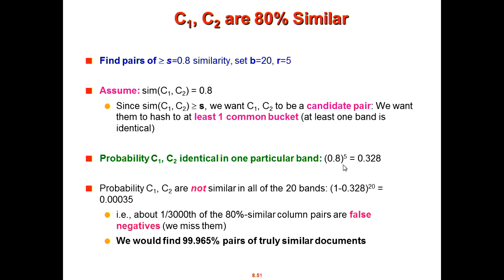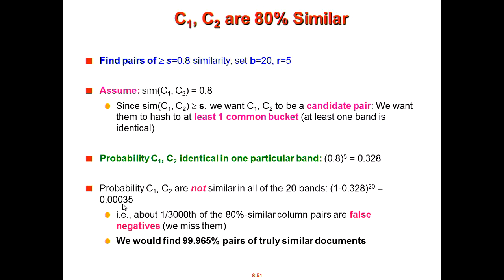So this is just in one band. There are 5 rows, right? In 5 rows, this value is the probability that for all the 5 rows, they are the same, just in one band. Now we have 20 bands. So if they are not similar in all of the 20 bands, it is 1 minus this value. This value is the probability that they are identical. So the probability that they are not identical in one band is 1 minus this value, right? And they are not identical in all the 20 bands, so we take it to the power of 20.